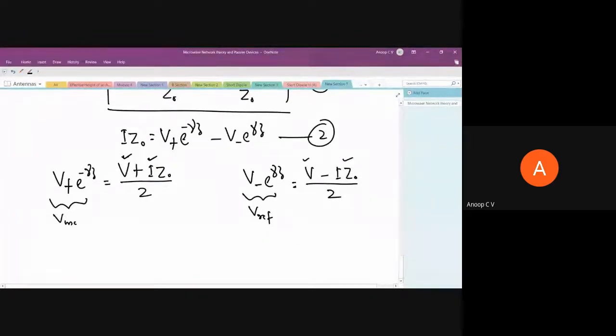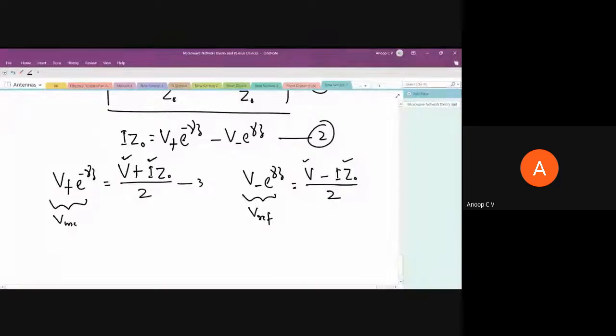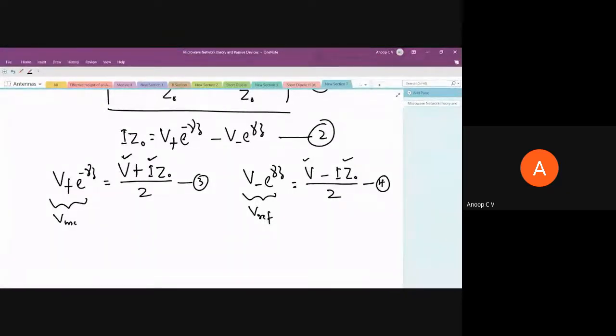Is it clear? Okay, I hope it's clear. So now I'm going to slightly rearrange it. I'm calling it equation number 3, and this is equation number 4.